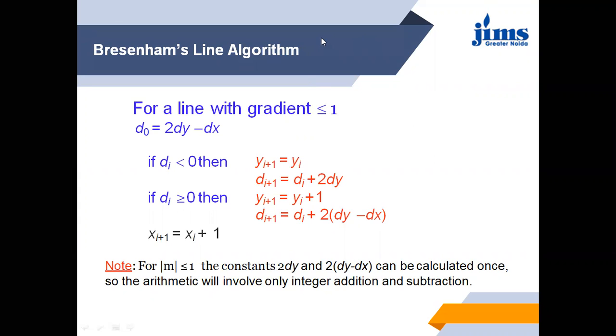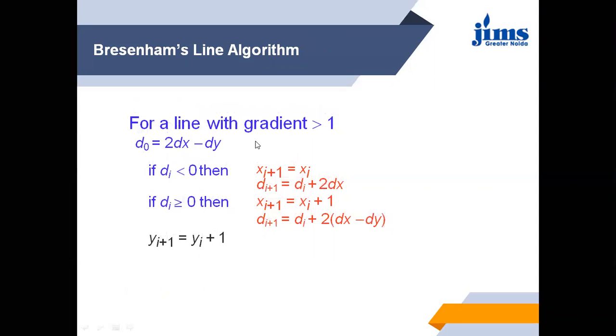Okay, we can do one more thing over here. Let's come to the next slide, because this thing we will see later on in today's lecture only. So here we discussed when the gradient is less than 1. In the next slide, we will discuss when the gradient is greater than 1.